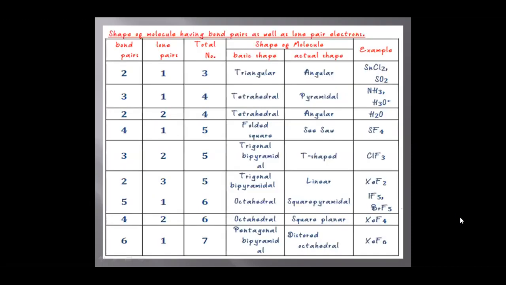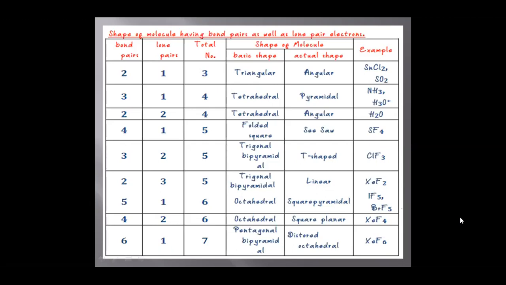Shapes of molecules having bond pairs as well as lone pairs of electrons. If the number of bond pairs is 2 and lone pairs is 1, the total number is 2 plus 1, that is 3. The basic shape is triangular and the actual shape is angular, for example tin chloride and sulfur dioxide. If the bond pairs are 3 and lone pairs are 1, the total is 3 plus 1, that is 4. So the basic shape is tetrahedral, but the actual shape is pyramidal.